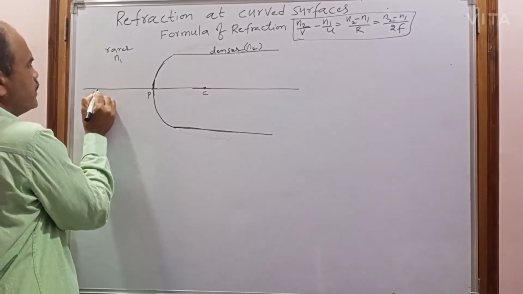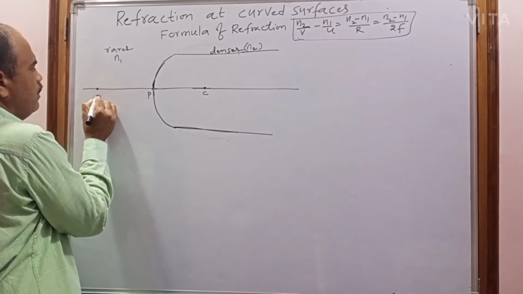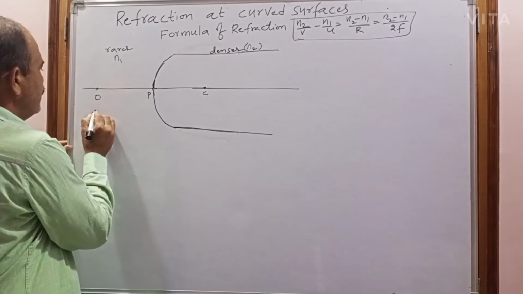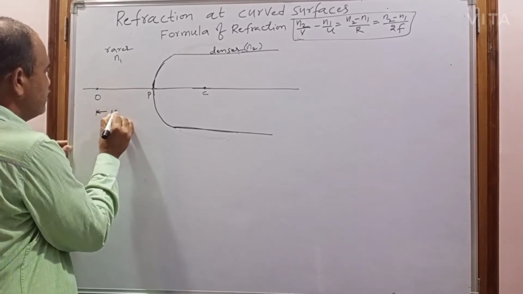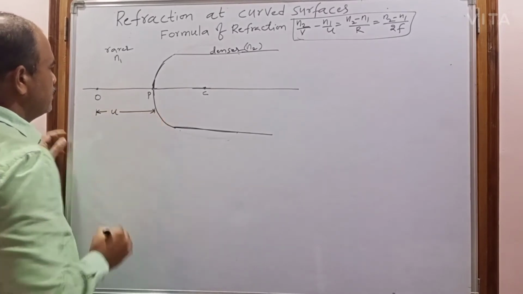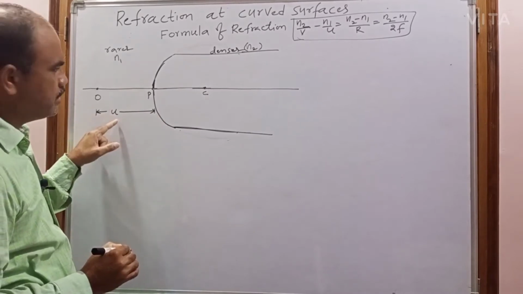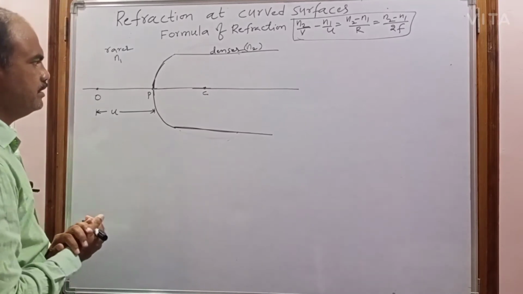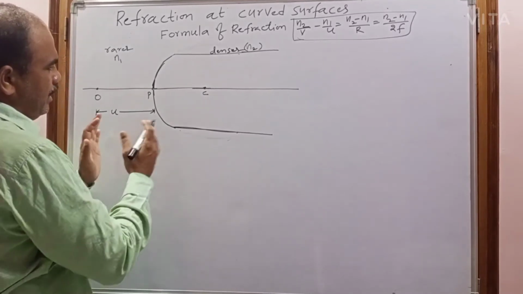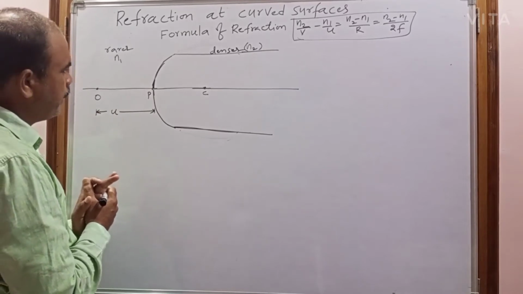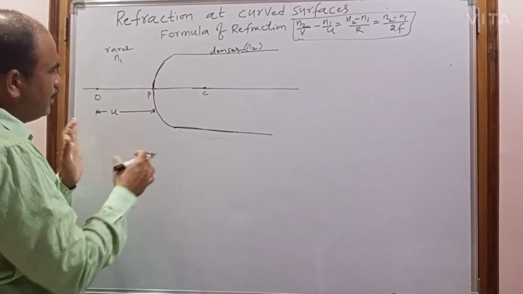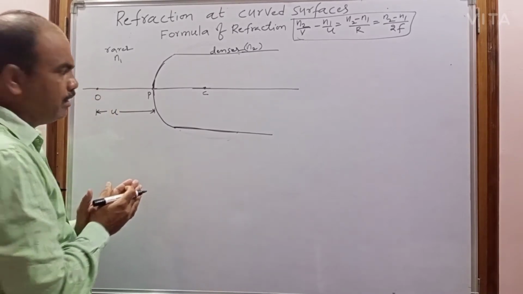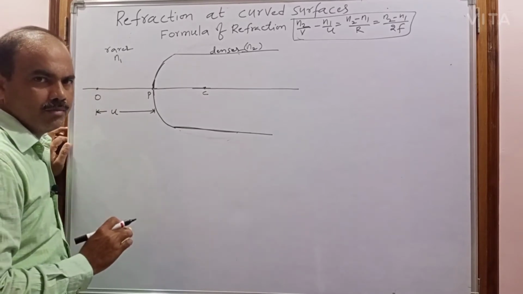Now I am taking an object O. This point object O is placed on the principal axis at a distance u from the pole of this curved surface. Now I am going to explain how the image of this object can be formed.